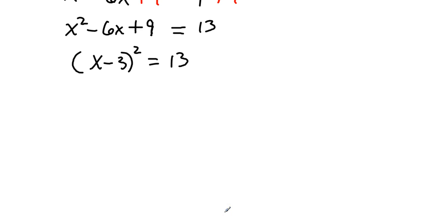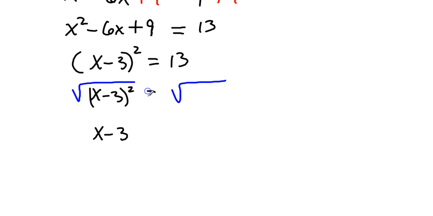Now you can actually square root both sides. So you have x minus 3 squared. When we square root it, that's just x minus 3. When you square root 13, 13 is not a perfect square number. It won't even break down. So that answer is just going to be plus or minus the square root of 13.